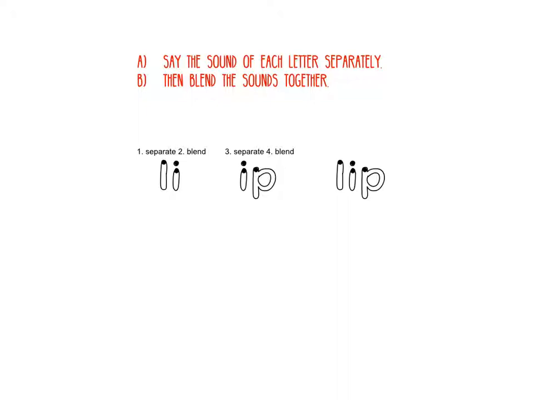all three sounds together in a word. So let's start by saying it separately, then we'll blend the sounds together. So let's get started with this one. L, I, li. Ip, ip. L, ip, lip. Just keep practicing that if you had a little bit of trouble with it.